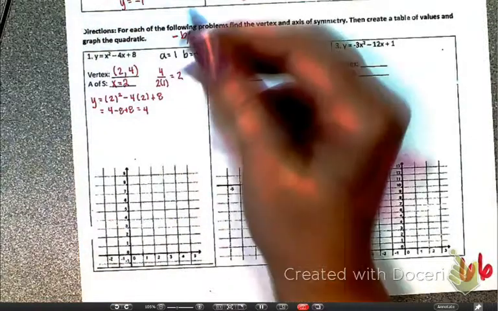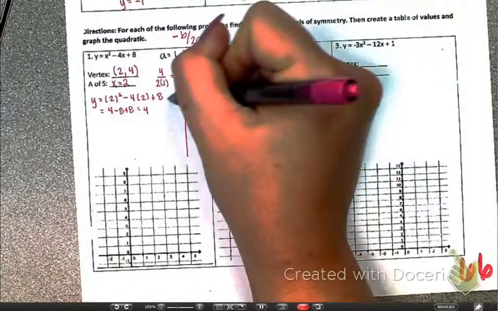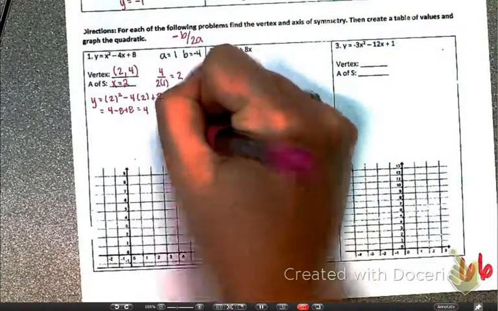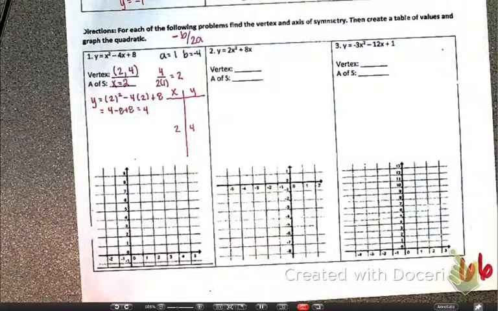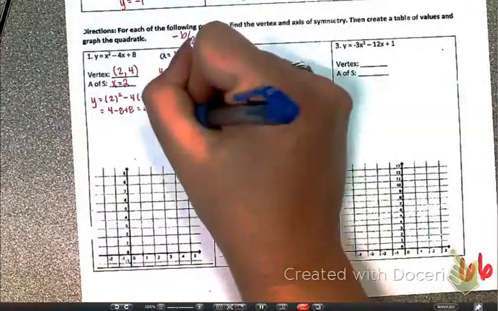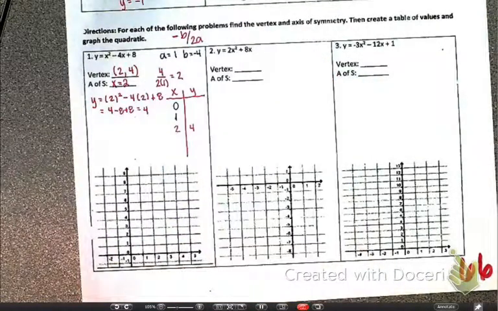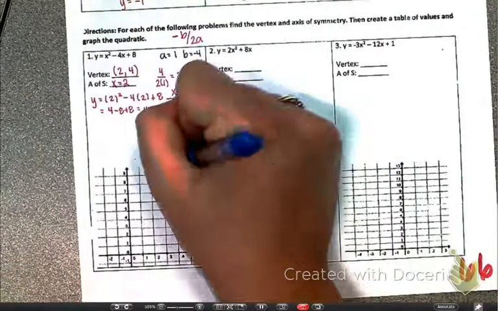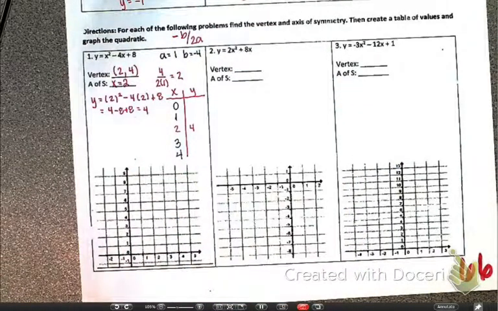In order to graph, once we know our vertex, you're going to create a table of values. Your vertex goes in the center, just like it did when we were using vertex form. And we're going to pick 2 numbers below 2 and 2 numbers above 2. So what are 2 numbers below 2? 1 and 0. And 2 numbers above 2? 3 and 4. Okay, those are my X's. How do you think I'm going to find my Y's? Plug them in. Which number would you like to plug in?